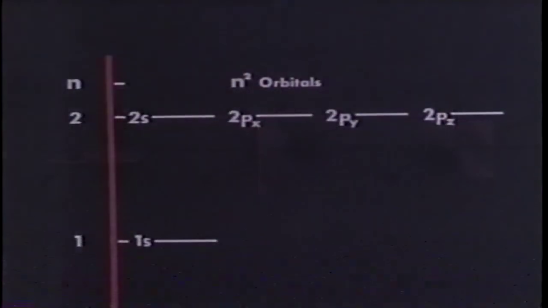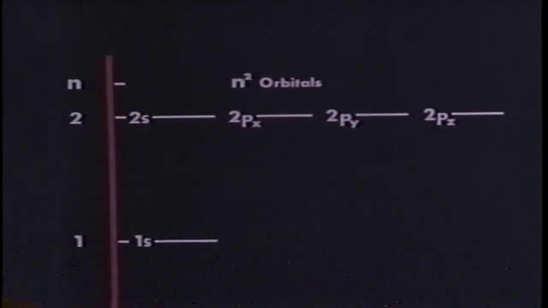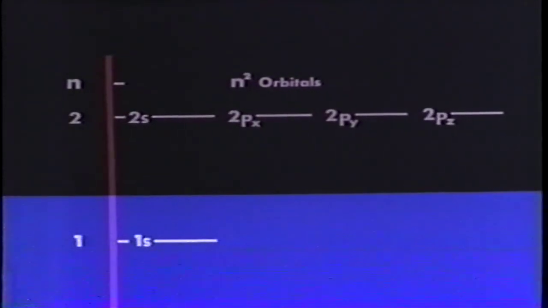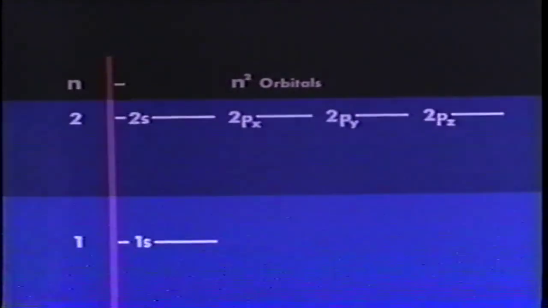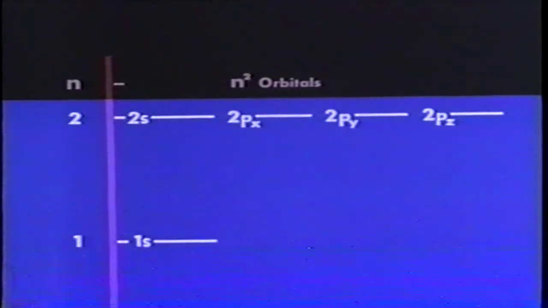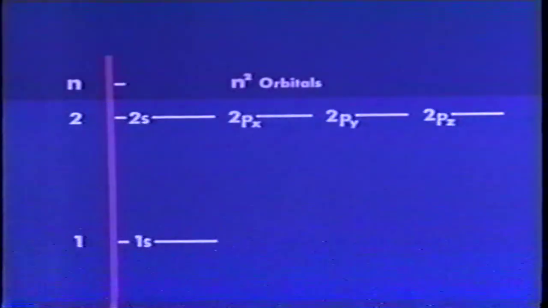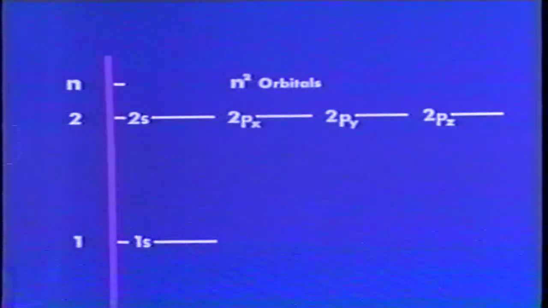We can now picture our energy level diagram like this. We see that there is only one orbital for the lowest energy level. This 1s orbital, you recall, has only one nodal surface. But for the energy level corresponding to n equals 2, there are 4 orbitals, each having 2 nodal surfaces. In fact, for every value of n, there are n squared orbitals, each having n nodal surfaces.